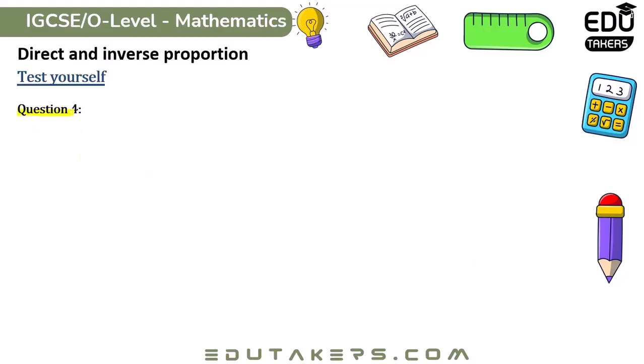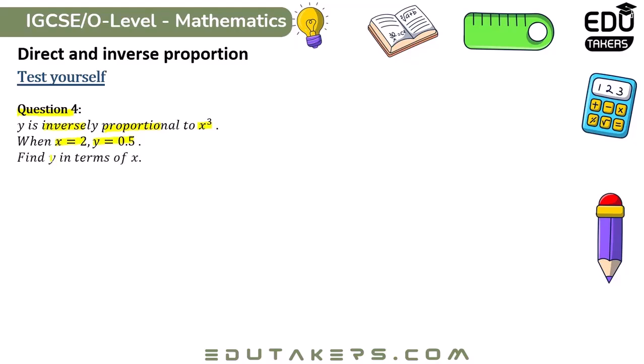Question number 4. Y is inversely proportional to the cube of x. When x is 2, y is 0.5. Find y in terms of x. It's a 3 mark question.